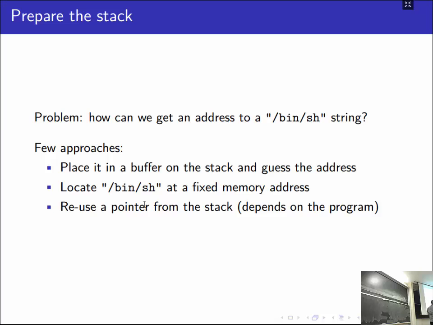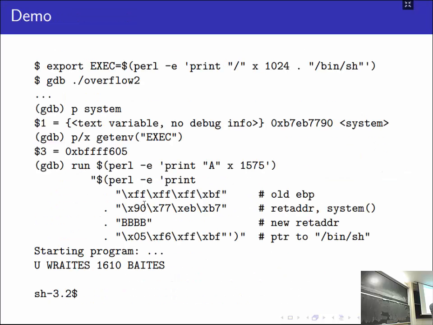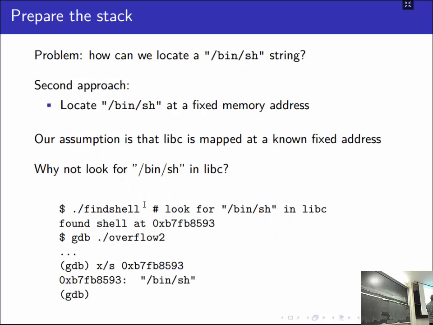Okay, so bin/sh, this we already talked about. You could plant the bin/sh string in your buffer. You could find it in the memory somewhere. You can reuse a pointer in the stack, which is kind of a fun thing. So this is what we did last time. There's nothing new here. Here's a way to just find bin/sh somewhere in the libraries. So if you want to find a fixed address, and if the library is allocated at a fixed address, you can just always use that function.